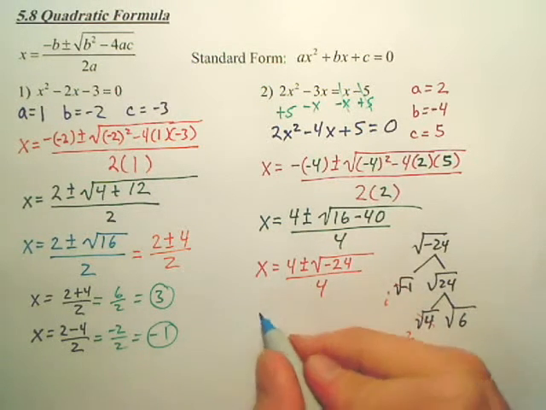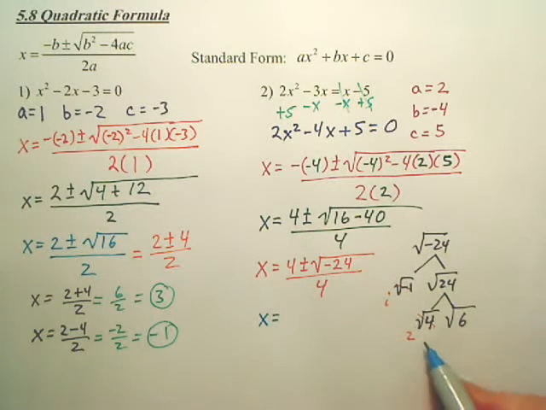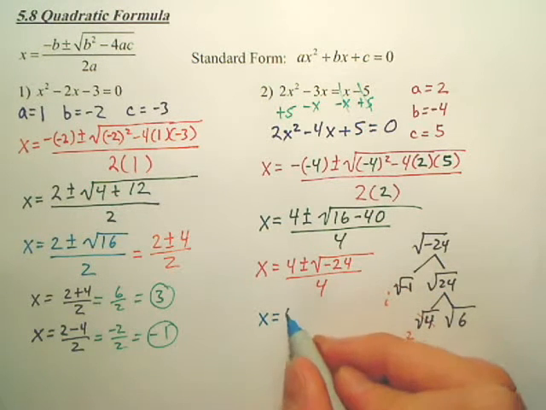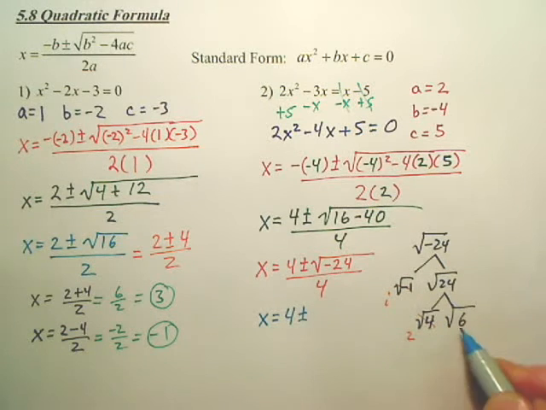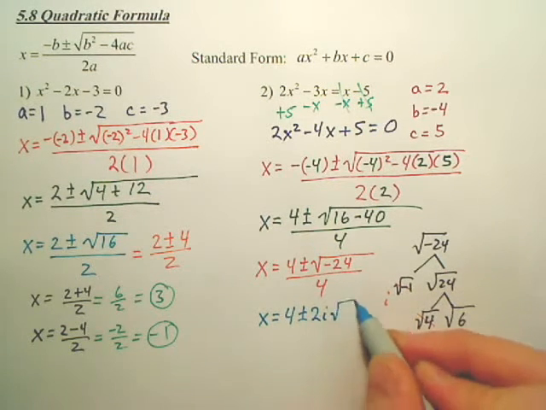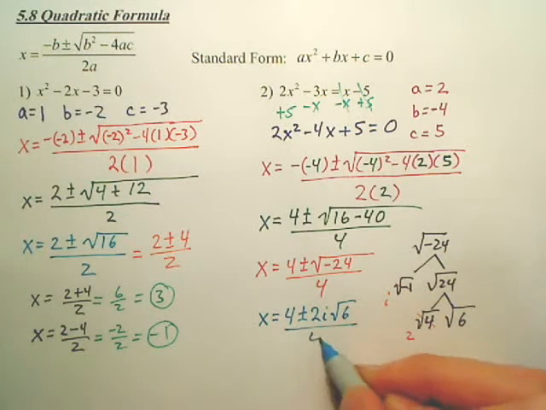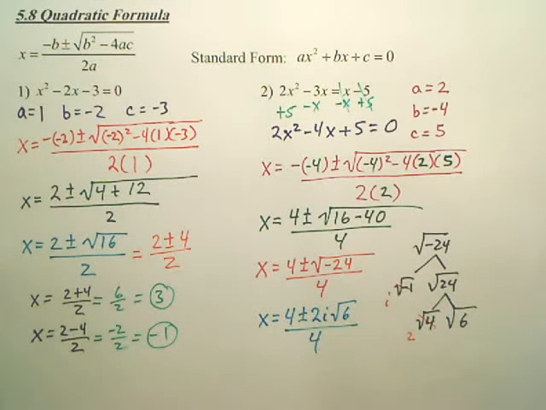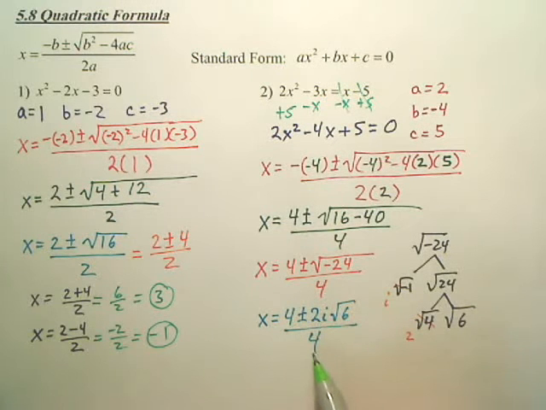So my answer looks like it's going to be, well, what comes out? A 4, plus or minus, what comes out of the square root? Looks like a 2i. And the square root of 6 is left behind. And then you divide by 4. Now most people think they're done there. Got everything out of the square root. We cannot get this on a calculator because it's imaginary.